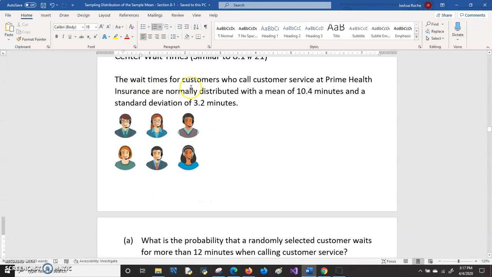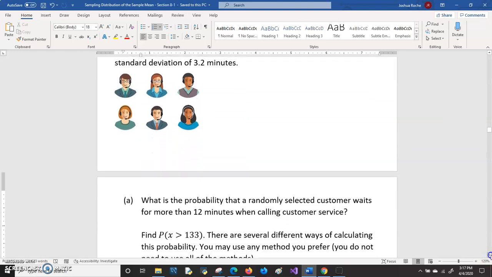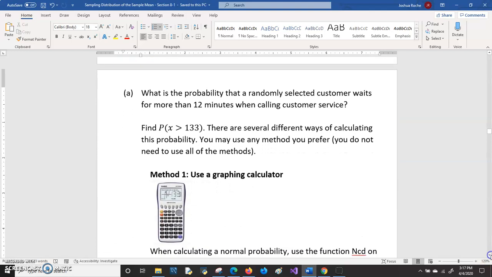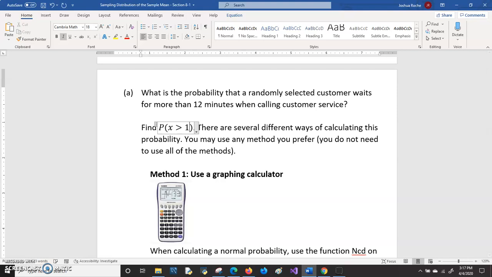The wait times of customers who call customer service at Prime Health Insurance are normally distributed with a mean of 10.4 minutes and a standard deviation of 3.2 minutes. Part A: what's the probability that a randomly selected customer waits for more than 12 minutes when calling customer service? So we want to find the probability that X is greater than 12.